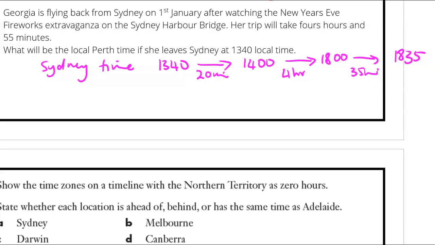That's Sydney time. Now, I know in Sydney, New Year's Eve, daylight saving, they are 3 hours ahead of Perth. So in Perth time is going to be what? 15, so 3 hours less.